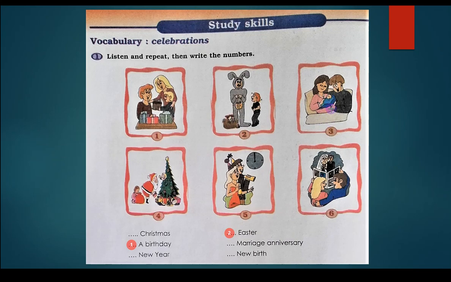In the third picture we can see a married couple. They have got a baby. So the picture shows a new birth. A new birth.